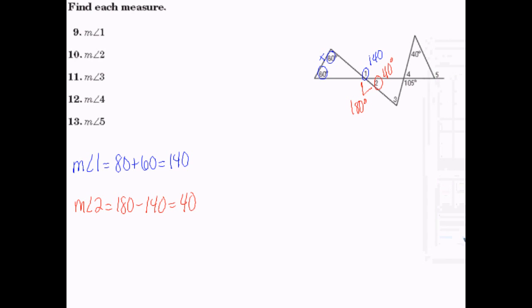And angle 3 is remote interior with angle 2 from 105. So 105 is equal to angle 2 plus angle 3 together. And angle 2 is 40. So to find angle 3, I'm going to take that 105 and subtract 40 from it. Get 65.